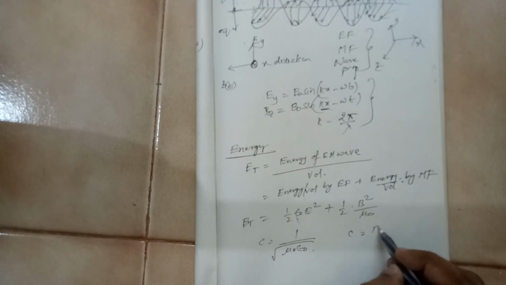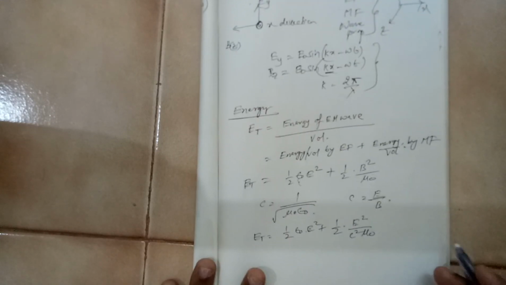Right? So C can also be obtained by taking the electric field and dividing by the magnetic field. The value you get is the value of C. So we can put it in this equation. Et is equal to half epsilon naught E square plus half B square by mu naught. Let us bring it into terms of the electric field. What is B here? It will be E by C. So it becomes E square by C square mu naught.